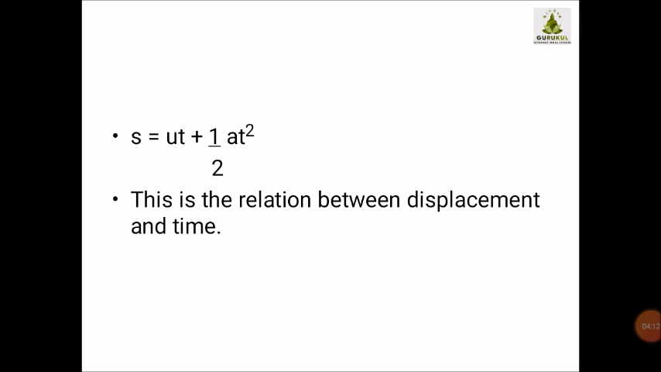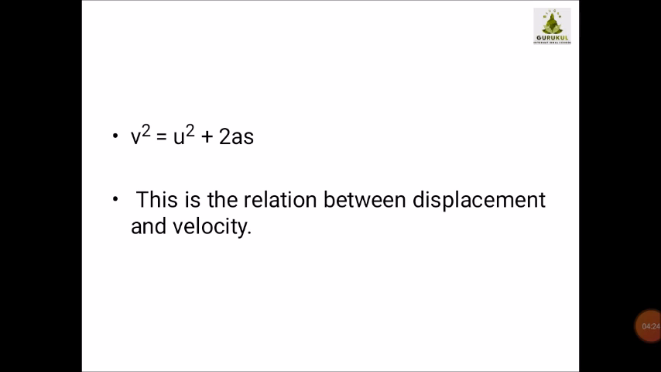So what is the relationship? Once again, what is the equation? Once again we will say s is equal to ut plus 1/2 at square. This will give you the relationship between the displacement and the time.